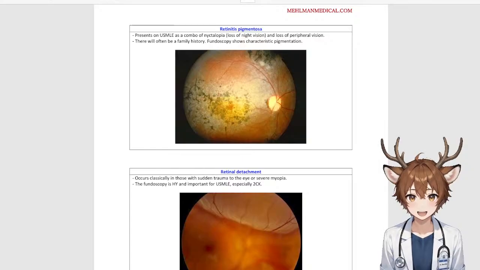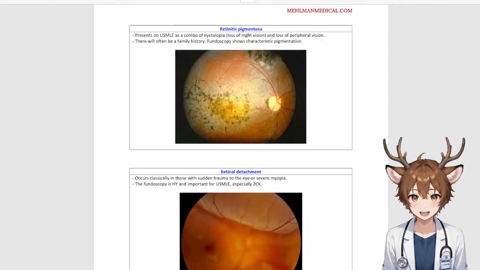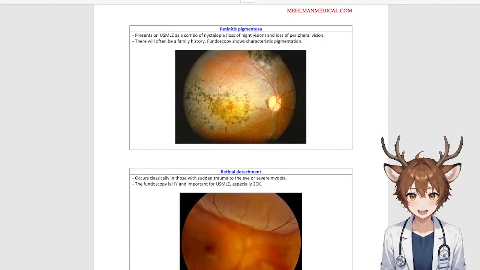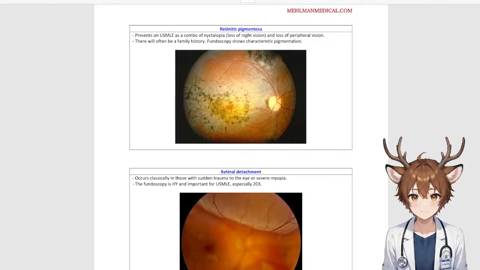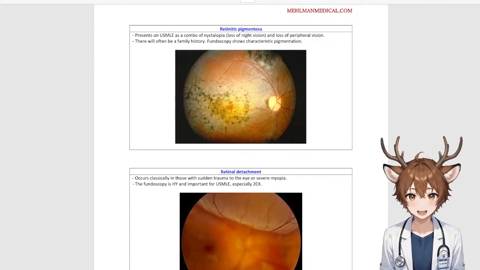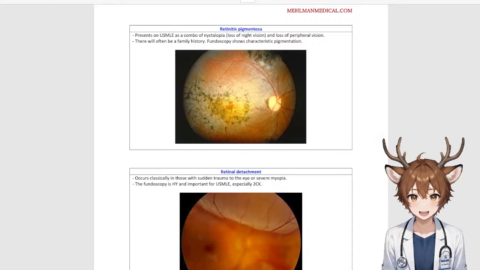What about retinitis pigmentosa? It presents on USMLE as a combination of nyctalopia, loss of night vision, and a loss of peripheral vision. There will oftentimes be a family history. Fundoscopy shows a characteristic pigmentation.